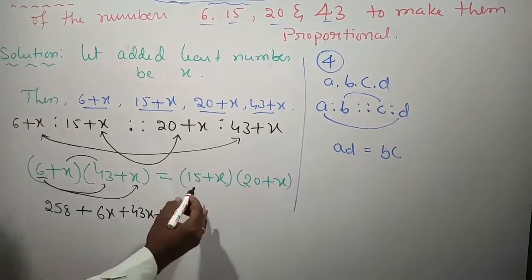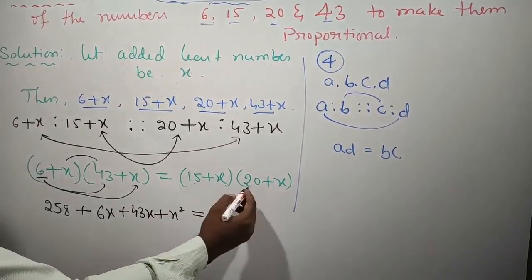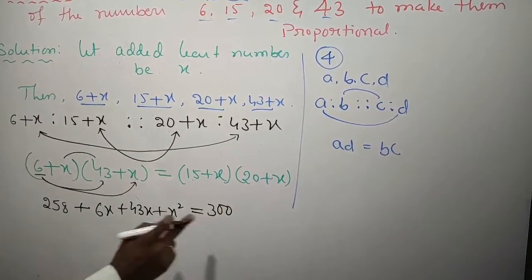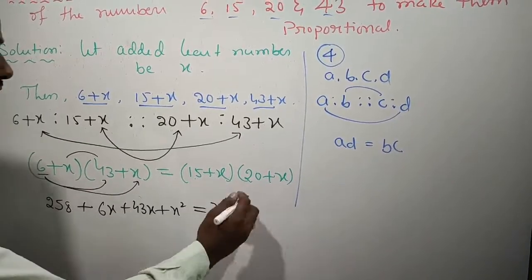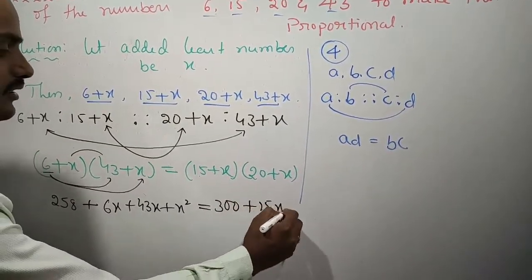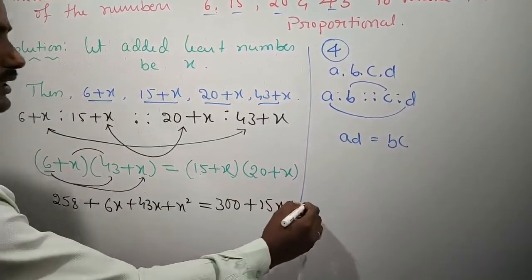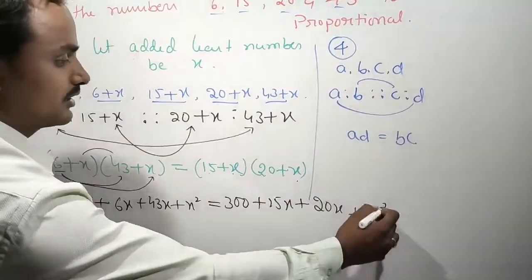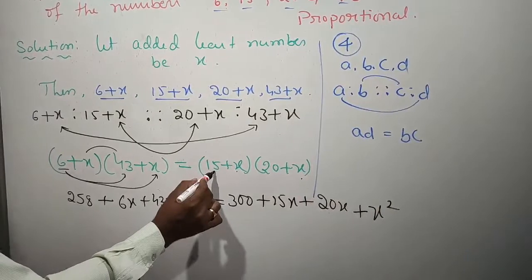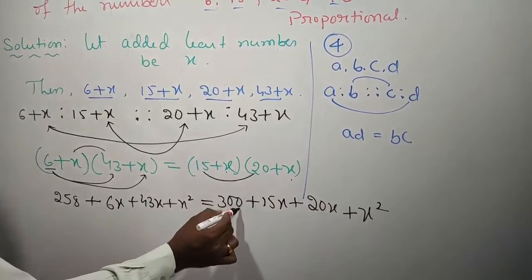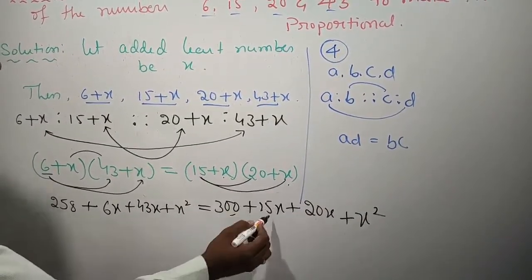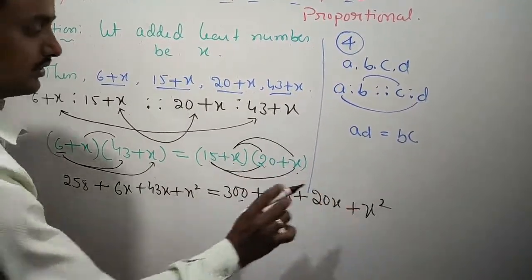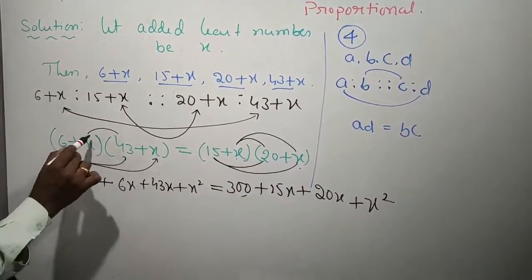Is equal to. Here also 15 into 20. 15 into 20 means 300 will come. 15 into x, 15x, plus x into 20, 20x, plus x into x, x square, children. Understanding? What did I do? First I did 15 into 20 and got this one. 15 into x I got 15x. Then x into 20, and x into x, x square. Over, children. Like here also, same method, children.